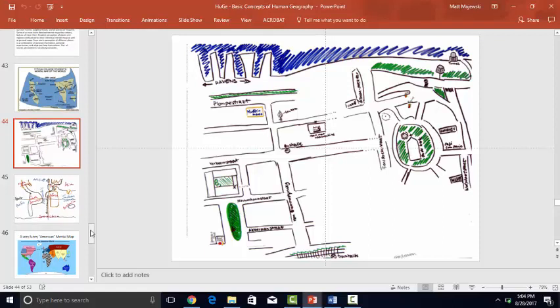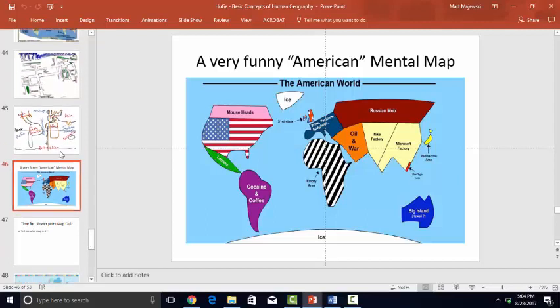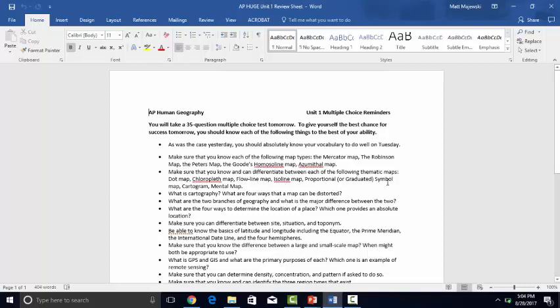Pretty easy. Lots of different examples here. Remember, we even have some that are based on stereotypes and biases. Those would be mental maps as well. All right, so again, let me make sure I got through them all. Dot map, choropleth, flow line, isoline, proportional, cartogram, and mental map. Yep, we're through all of them.